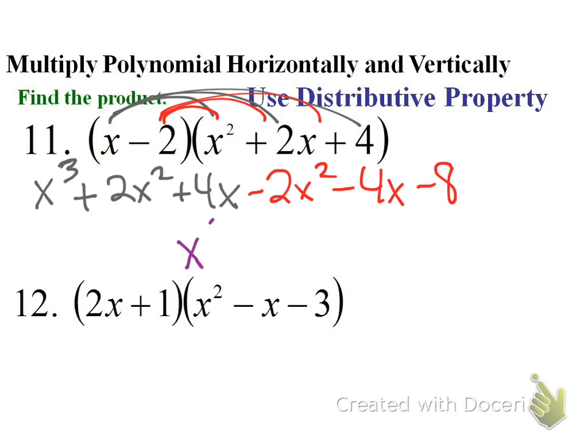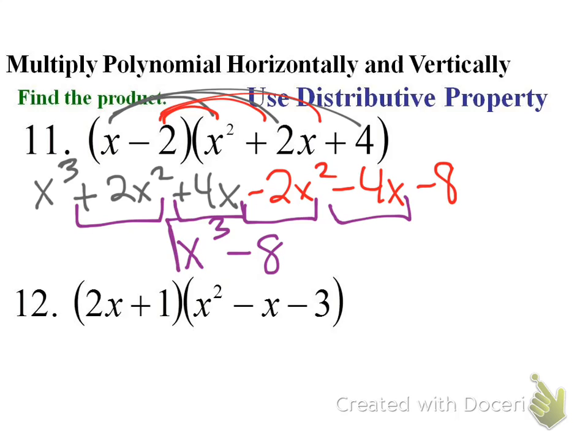So x to the third goes in the front. Then my x squareds. What happens to my x squareds? So no x squareds. What happens to my x's? Good. So we just have a minus 8.